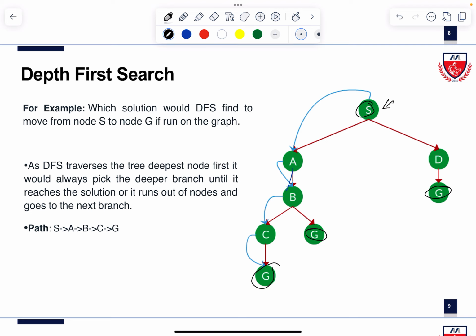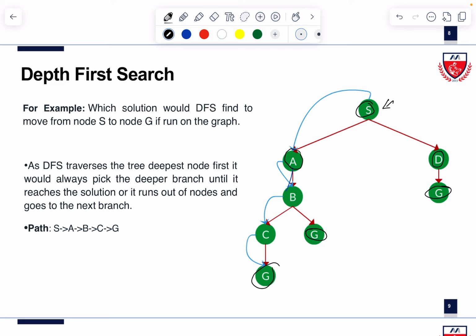Okay. And then any nodes have their children. So in this case, the children of S is A and D. The children of A is B. Children of B is C and G, and G does not have any children, so it's called the leaf. So any nodes without children, they are called the leaf nodes.